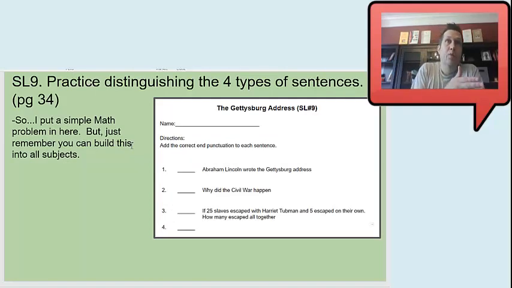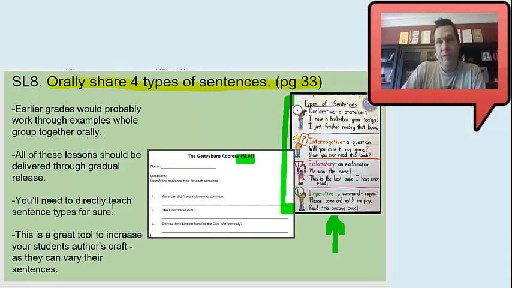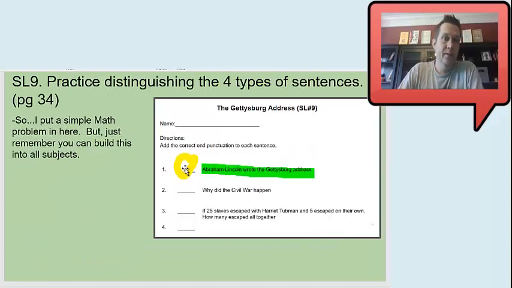Let's move on to the next one. Practice distinguishing the 4 types of sentences. So in the previous one, we introduced them and helped them identify them. Now we're doing the same type of thing. In this case, they have the same sentence, and then they're supplying over here which one of these 4 it is. Is it declarative? Is it exclamatory, imperative? Those kinds of things, and then they're going to write it down on the line there.